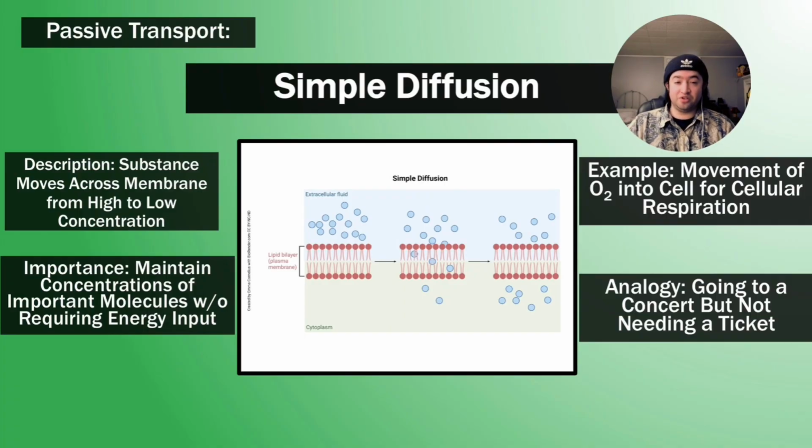An example of simple diffusion is the movement of oxygen into the cell, which is then used for important cellular processes like cellular respiration. In this diagram, you can see this happening as the molecules are moving from areas of high concentration across the membrane into areas of low concentration within the cell.